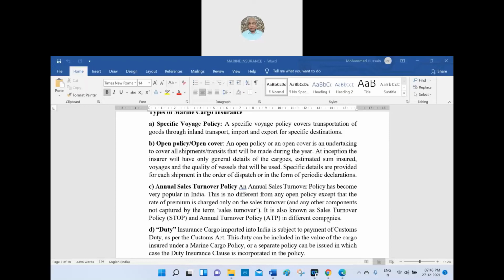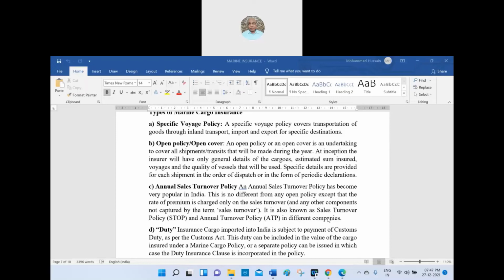And C, annual sales turnover policy. The sales turnover policy has become very popular in India. Why? It is no different from any open policy except that the rate of premium is charged only on the sales turnover. The point is the premium is based on the sales turnover and not any other component. So on the sales, the premium would be charged. It is also known as the sales turnover policy or STOP, and annual turnover policy in different companies.